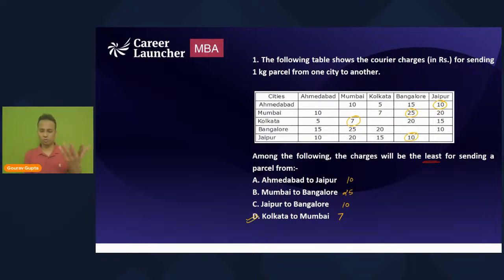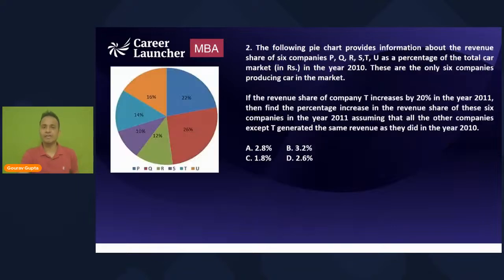All right. So a lot of you have already given the correct answer. The correct answer is option D, Kolkata to Mumbai. The charges are rupees 7. Right. So friends, this is one way in which the data can be given to us, tabular data. Now let's look at the second way in which the data can be given to us.